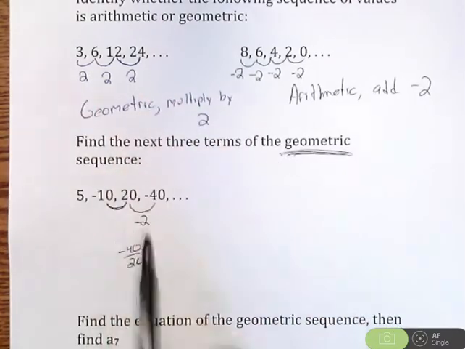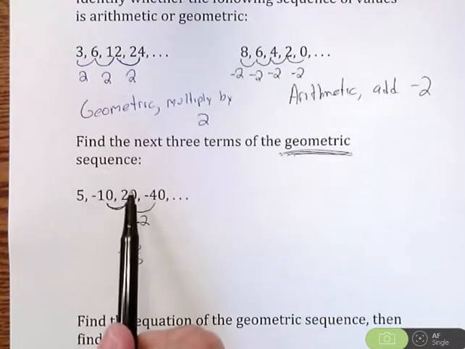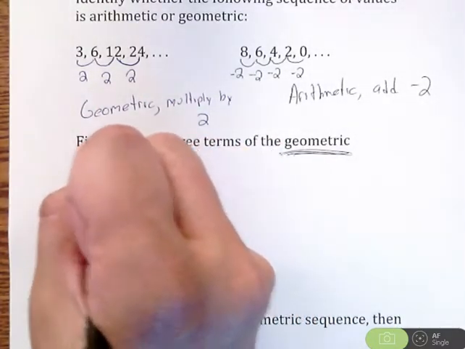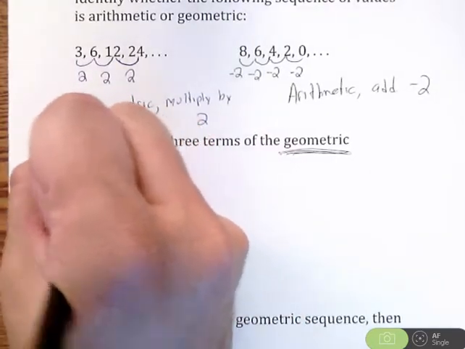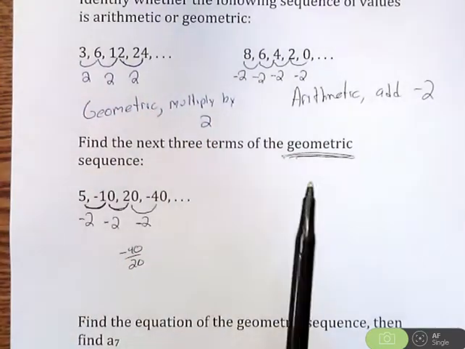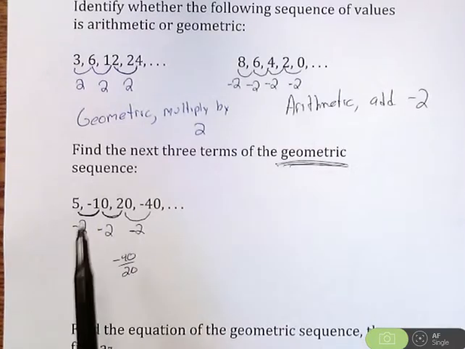10 divided by... 20 divided by negative 10 is negative 2. Negative 10 divided by 5, negative 2. So let's think, how can I use a multiplier of negative 2 to do this?